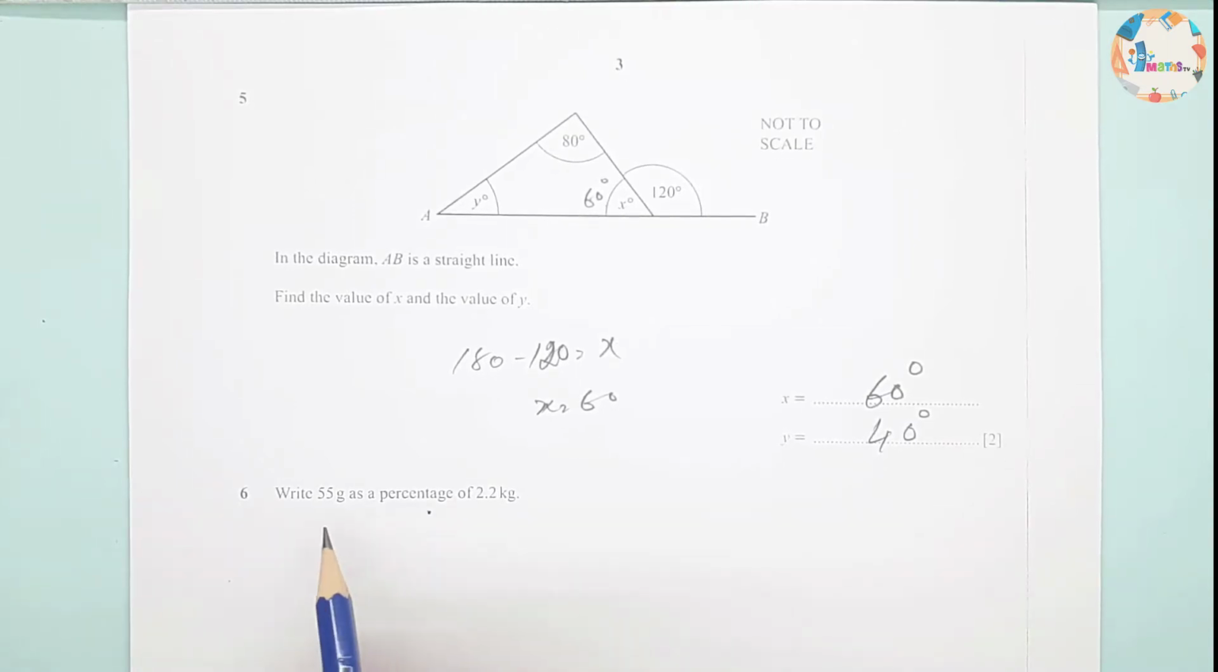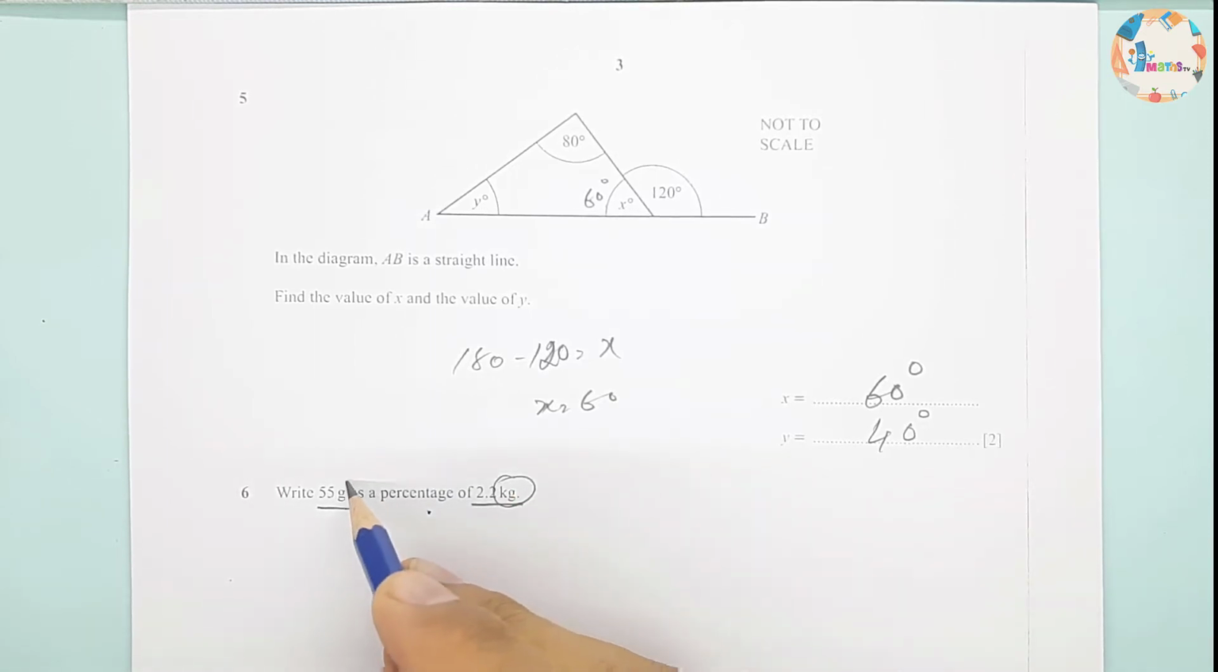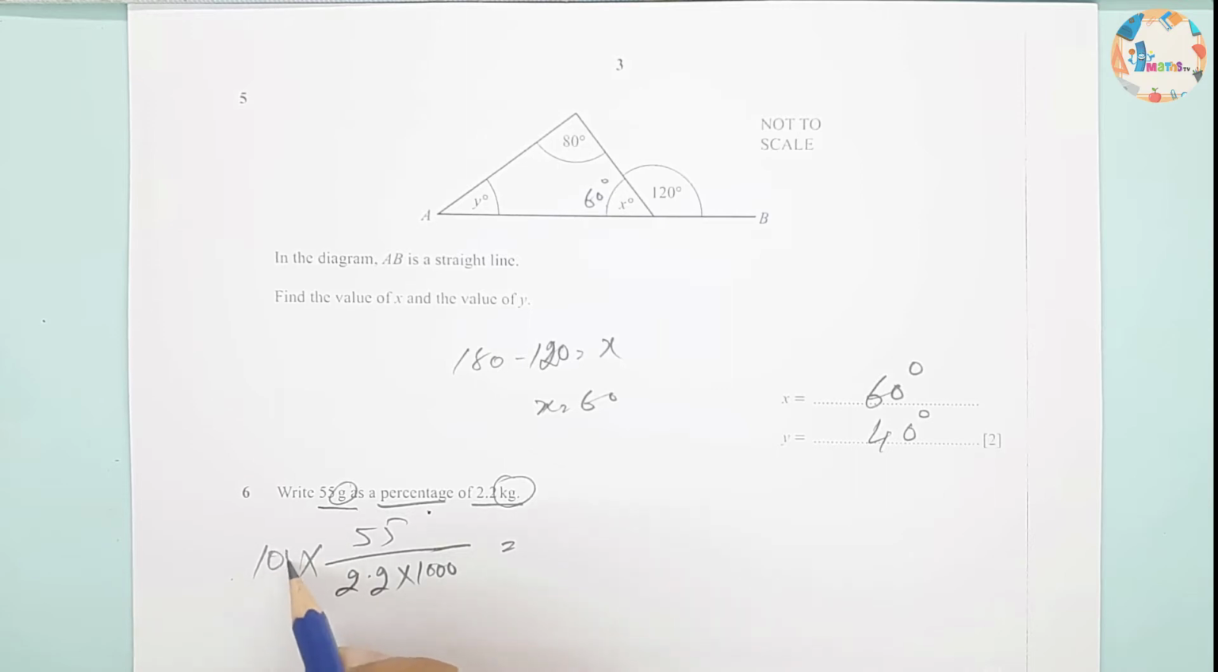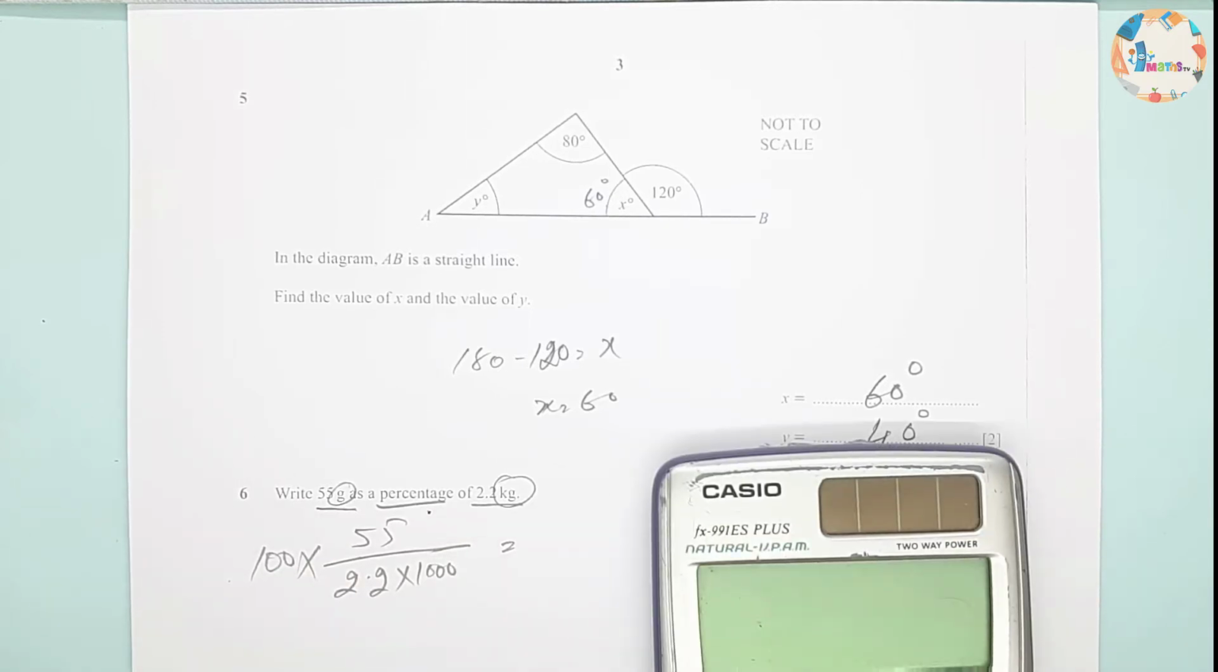Question number 6, write 55 grams as a percentage of 2.2 kilograms. So this is kilograms, this is grams, we'll have to take care of this. So 55 divided by 2.2, and 2.2 needs to be converted into grams, which is multiplied by 1000. We have to calculate the percentage, so multiply by 100 also.